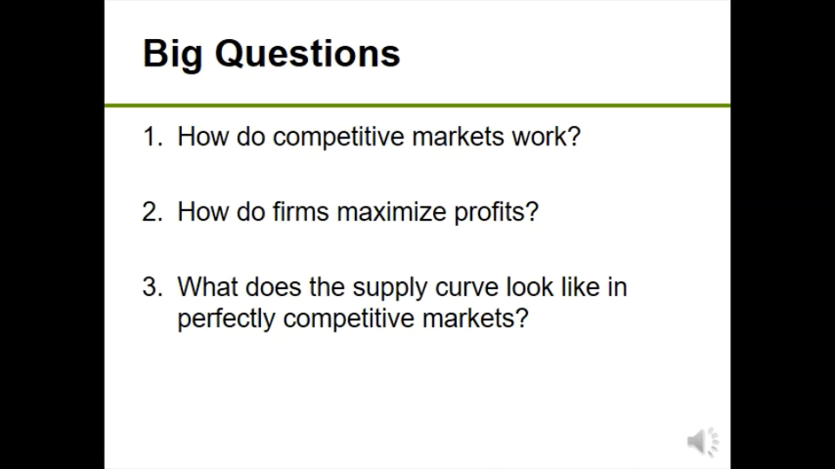And remember, we're going to see that perfectly competitive markets are quite rare in the naturally occurring world, but serve as an incredibly useful model for how we can think about supply and demand working together moving forward.